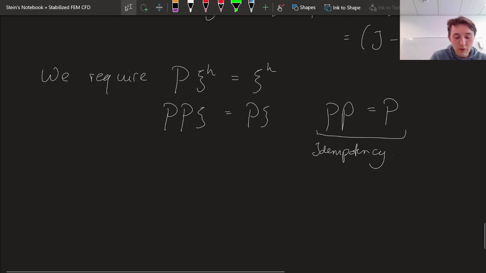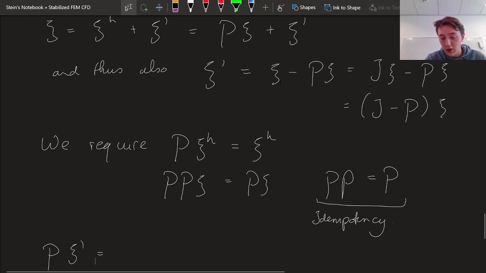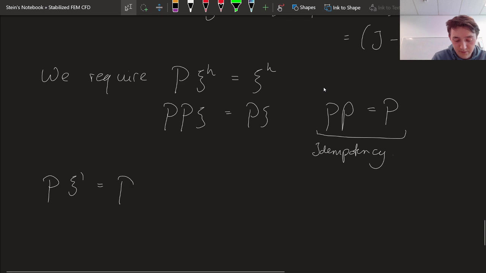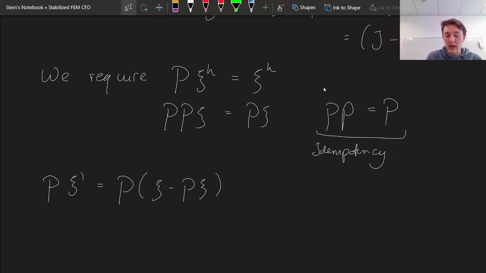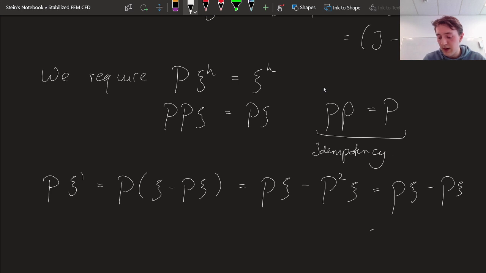space. Because what we see then is if I take the projection of any fine scale function, well, then that is going to be equal to the projection of psi minus p psi. Due to linearity, that's going to be the same thing as p psi minus p squared psi. Due to idempotency, that's going to be the same thing as p psi minus p psi, and that's going to be equal to 0. Now, does that make sense?